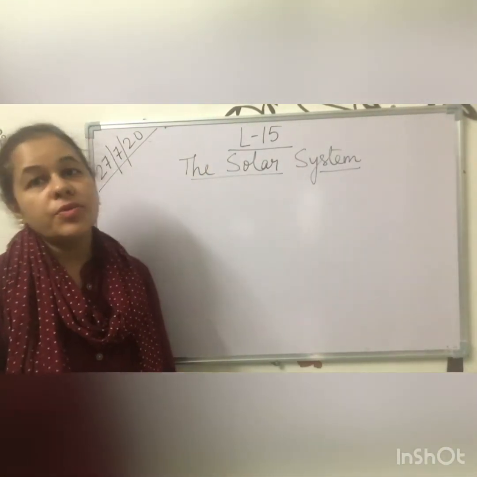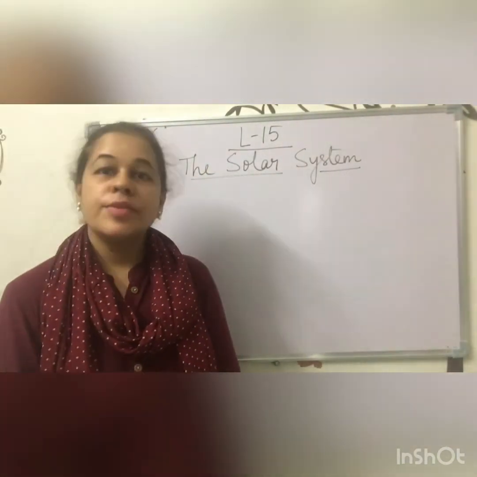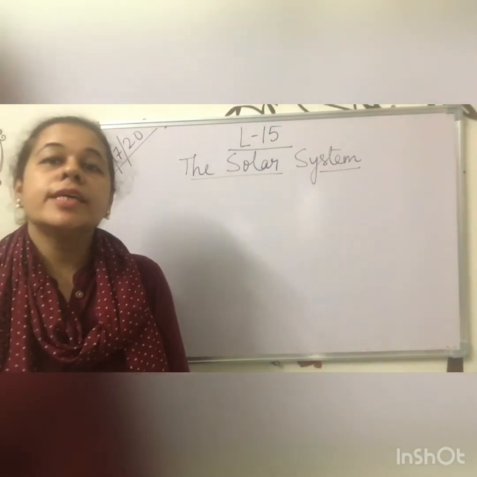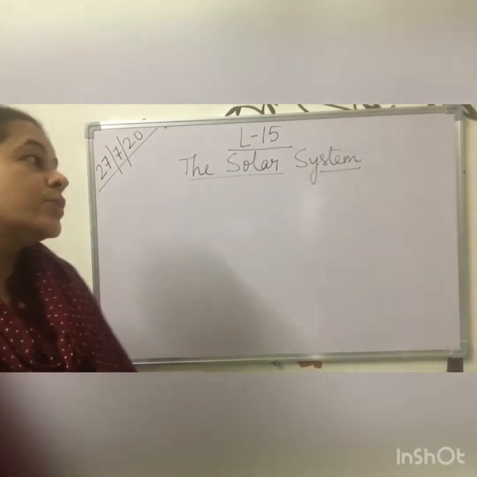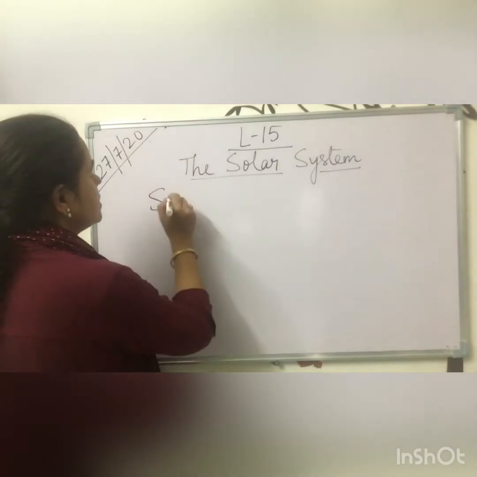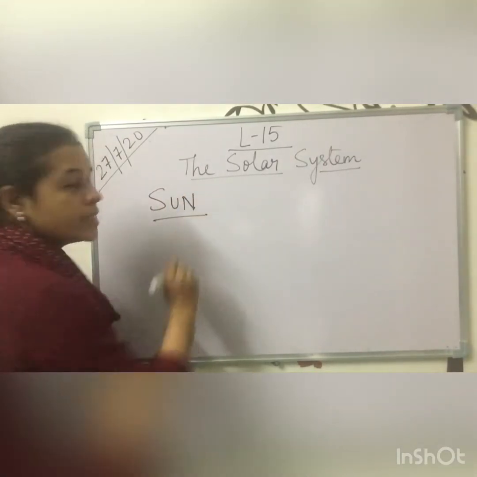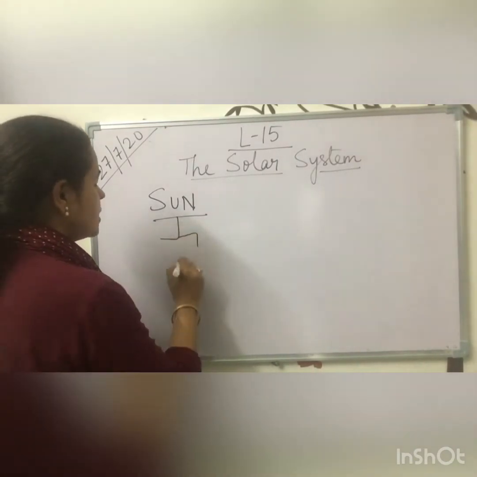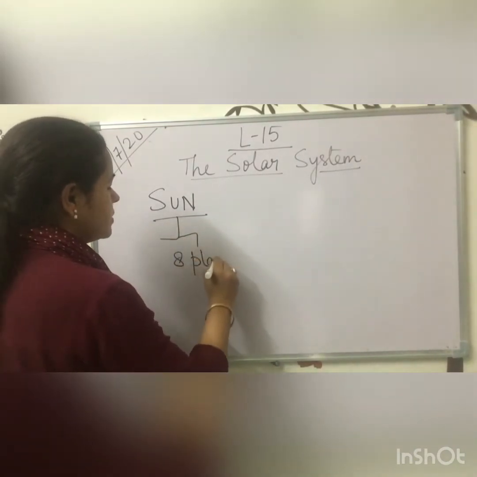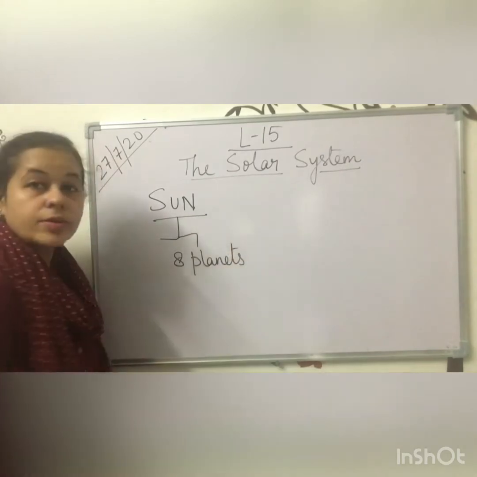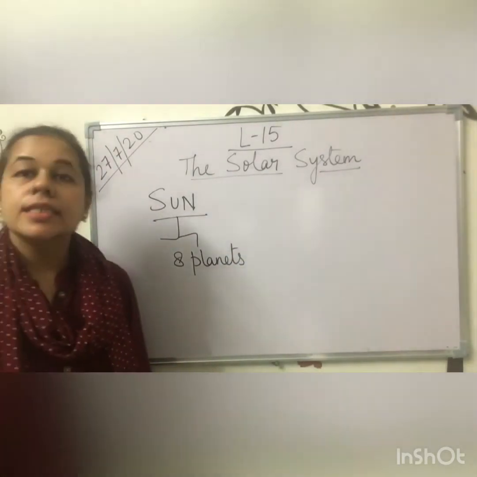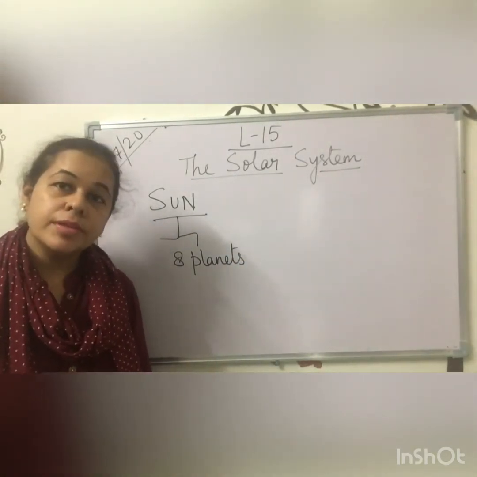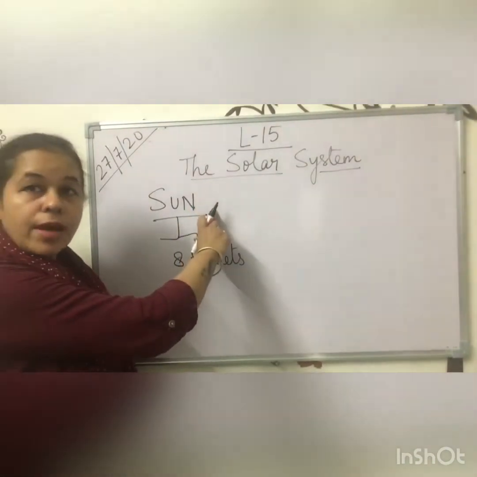Okay, what we have learned in our previous session is that as we have a family, there is a solar family. And who is the head of the family? Sun. Sun is the head of the family. And who are the family members? 8 planets. So 8 planets are the family members and Sun is the head of the family.